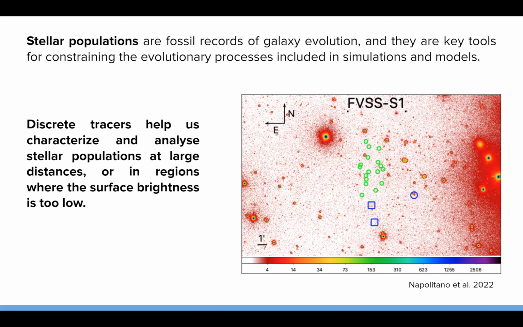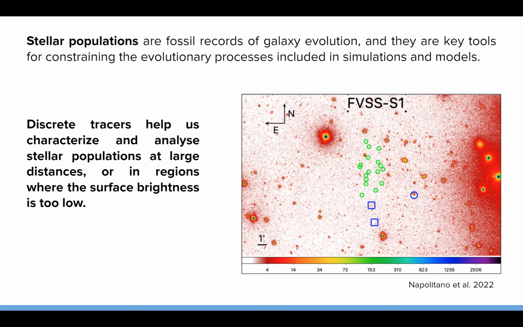In this case, we need the help of my beloved discrete tracers, which are basically any object that has to be related to stellar populations in some way. They have to be very, very bright so that we can see them where we cannot see the stellar populations. And they have preferably to be compact enough so that we can resolve them at large distances.